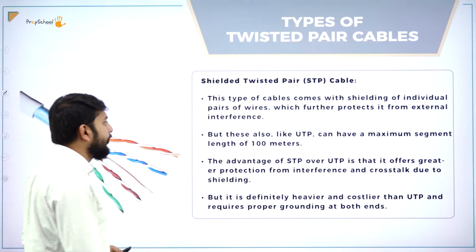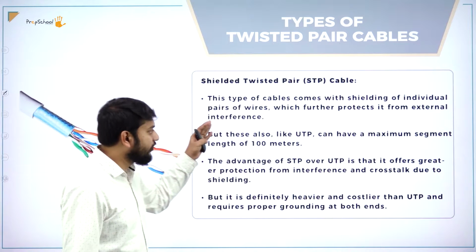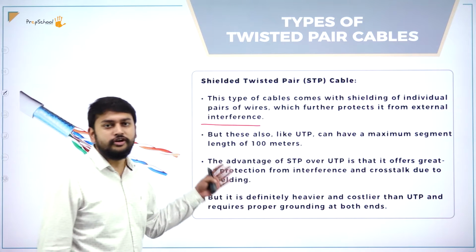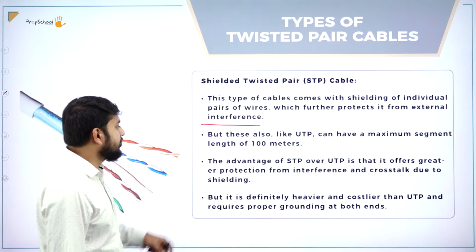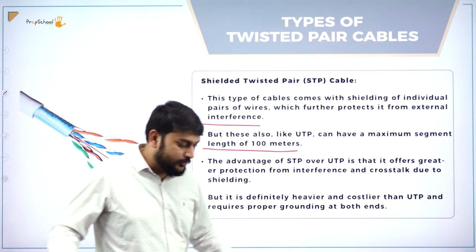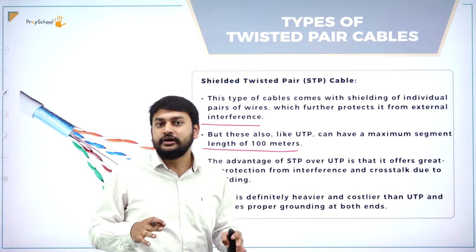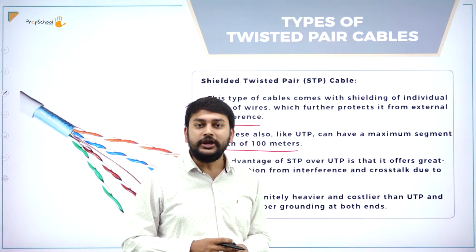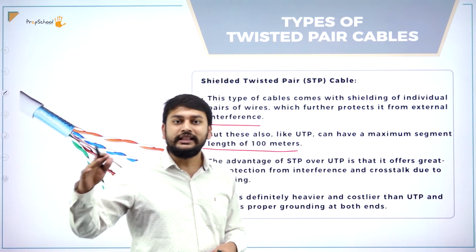Let's check what points we have. This type of cable comes with shielding of each individual pair of wires, which further protects it from external interference. That's what we have already discussed. But this also, like UTP, has a maximum segment length of 100 meters. What is the maximum distance that we can use? 100 meters, without using a repeater. After that, if you want to use it for a longer distance, you have to use a repeater to strengthen the signals that you are trying to transmit in that cable.